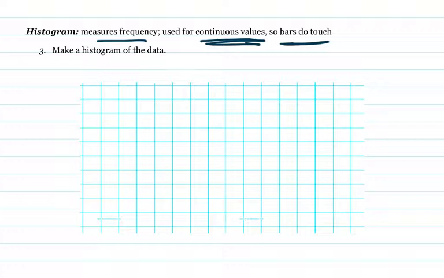Think about as you're growing, you hit every height from your birth height to your finalized height as an adult. That would be considered something that's continuous. Oftentimes our continuous values are things like times or measurements. Because it's continuous, our bars in a histogram will touch, because from one value to the next there's not a jump. Therefore, our bars need to touch when we do a histogram.